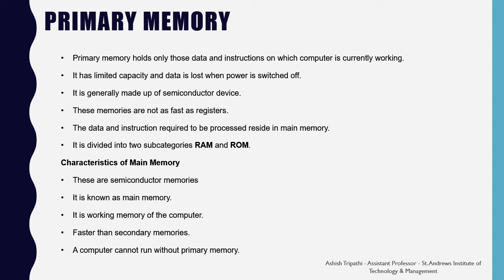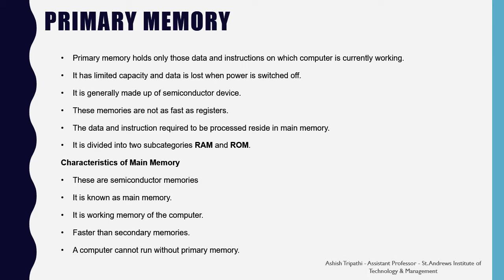These memories are not as fast as the registers. So primary memory, as you have seen earlier, is not so fast as the registers. But primary memory is the main memory of the computer. The data and instructions required to be processed reside in the main memory. Primary memory is divided into two categories, that is RAM and ROM.